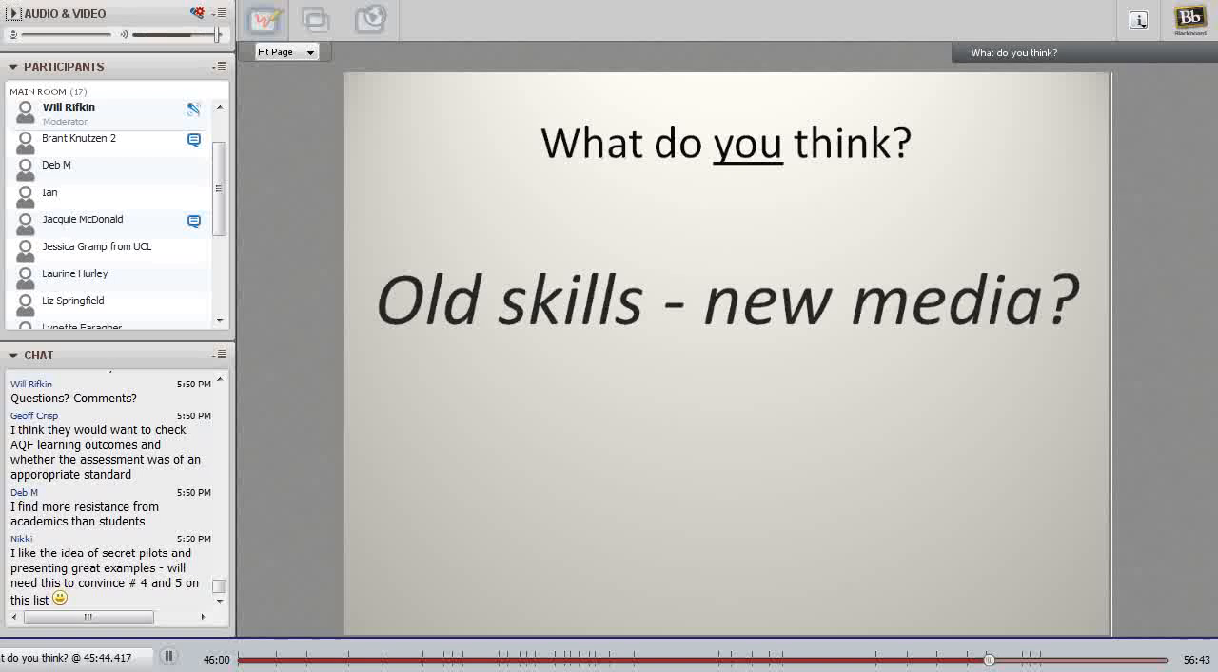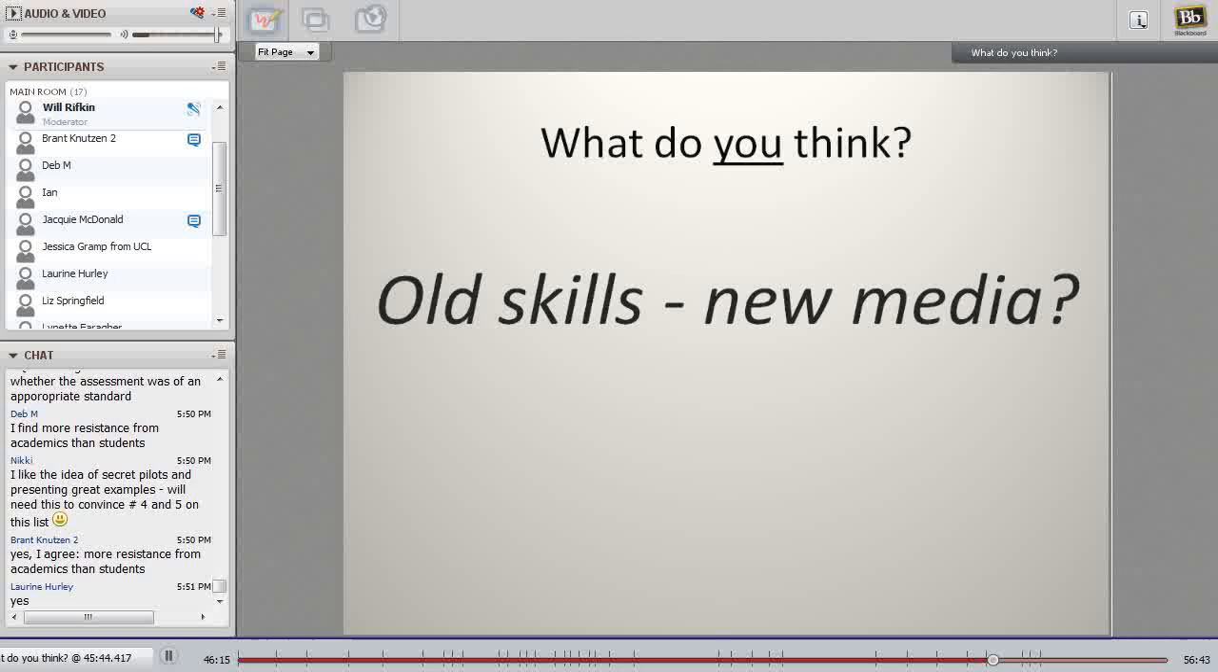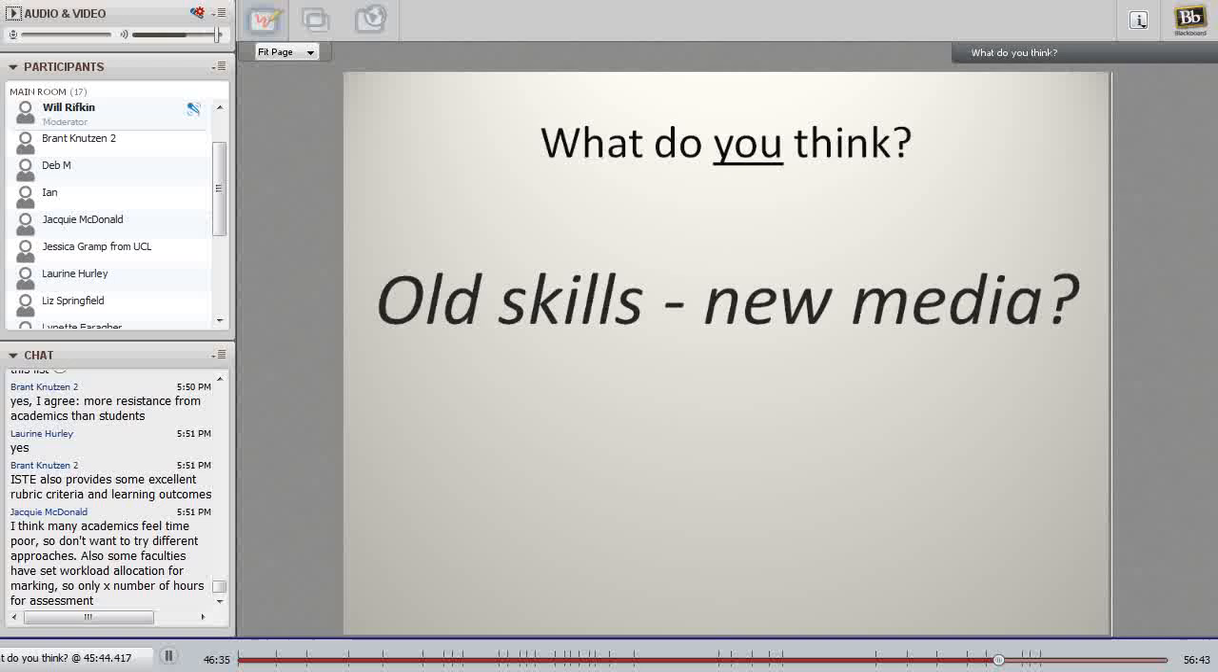Okay, so Jeff's saying, want to check the Australian Quality Framework learning outcomes, whether the assessment was of appropriate standard. Deb's saying, there's more resistance from academics than students, and I'll agree with that. I like the idea of secret pilots and presenting great examples. The STE also provides some excellent rubric criteria and learning outcomes. Yeah, that'd be great. Brent, if you could email me a URL for that, we'll put it on our wiki.